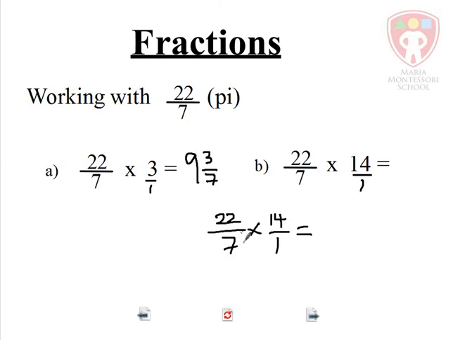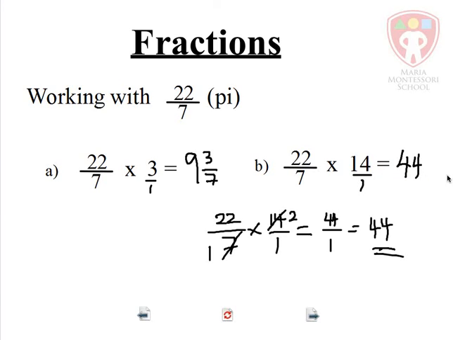7 will go into itself 1. 7 will go into 14 2 times. You know, we can't reduce across the top. I hope you know that. So even though you have 2 here and 22 here, that doesn't help us. So when we do our multiplication, we're going to get 44 over 1, which is, we know, 44. Anytime you get a number over 1, that's the number itself. So the answer here would be 44.